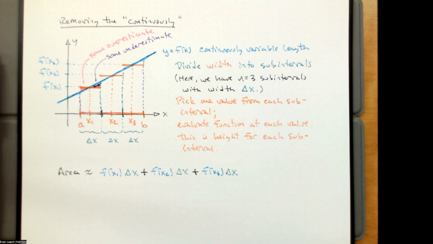I know I drew a line, so those will balance out if I put X1 in the middle. That's not always going to be the case. Stop thinking about averages all the time. Averages are trash. But this is an approximation of the area. The sum of these three rectangles will be an approximation of the area.